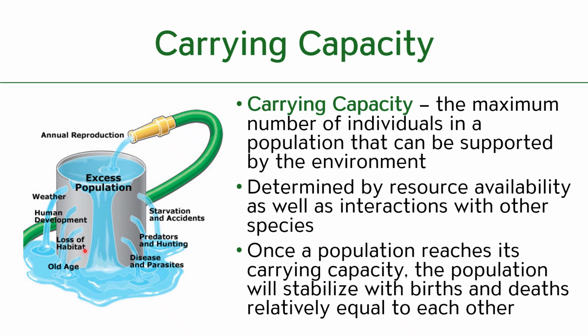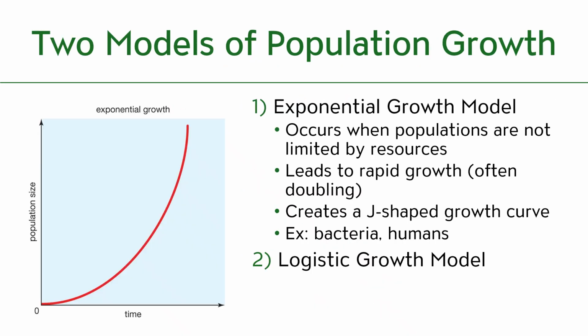They're going to potentially lose their habitat. There's going to be development by humans that causes that habitat loss. Maybe there's a weather event that causes some to die or causes there to be extra food available. Starvation, accidents, predation, diseases, food availability, all of these things come together to determine how much this pot can hold, how many organisms can fit in that environment.